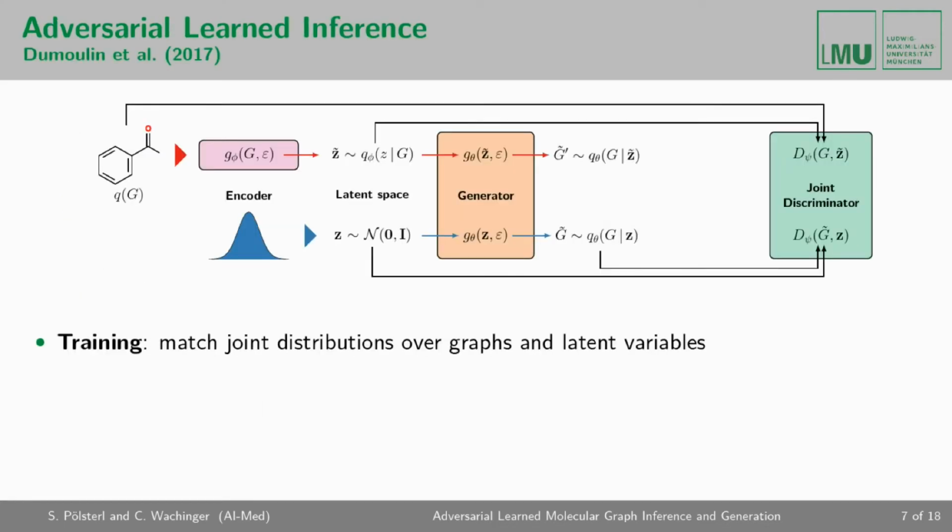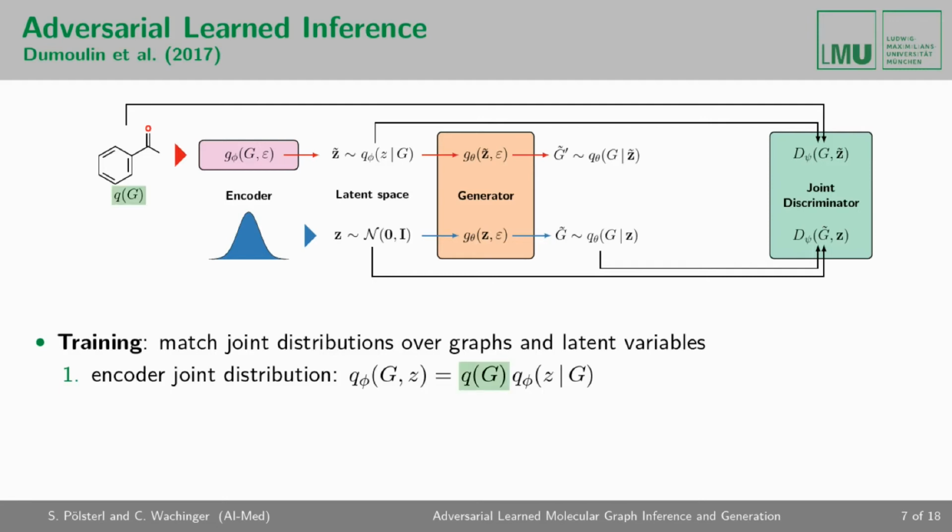To understand our optimization scheme, I'll start by briefly explaining adversarial learned inference. The setup is similar to a graph variational autoencoder, except that what is called decoder is now called generator, and instead of a reconstruction loss, an adversarial game is played. In this game, encoder and generator try to fool the discriminator such that it cannot distinguish between two joint distributions anymore. The first joint distribution is the encoder joint distribution.